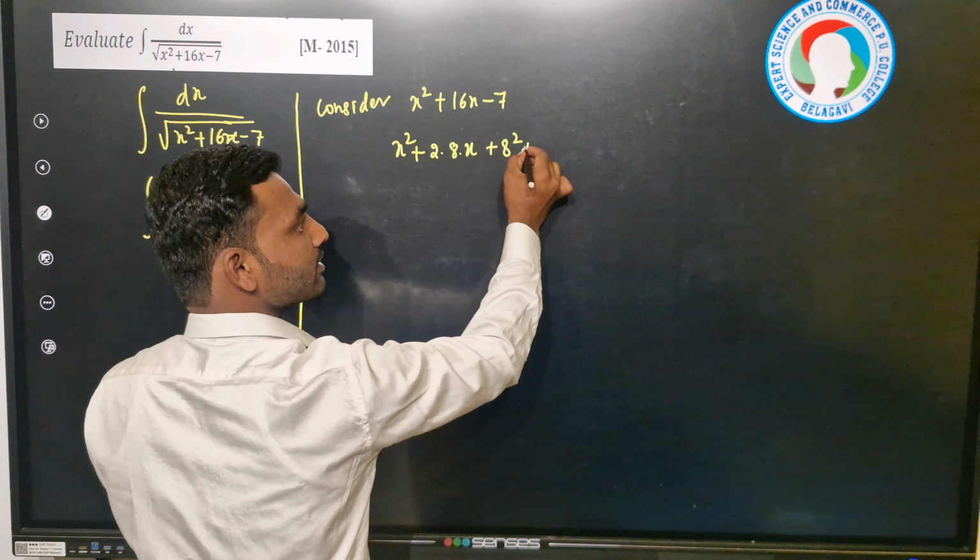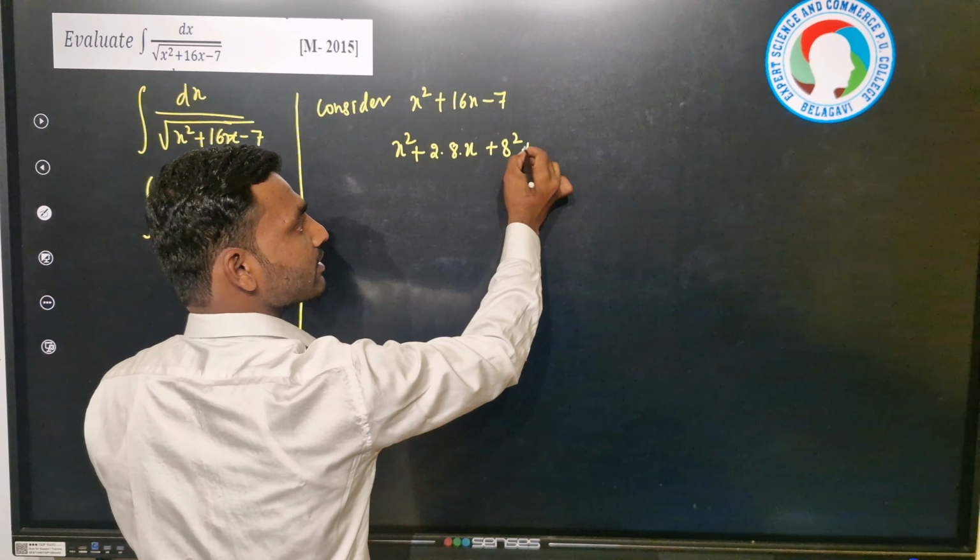Now what happened, see here, note: x square, b square, a square, b square, 2ab. So it is a form of a square, 2ab and b square. Then you can write it as a plus b whole square. Then the a value is x, the b value is 8, and this term is nothing but a plus b whole square, that is x plus 8 whole square. And here it is minus 64 and minus 7. So you are adding 8 square and you are removing minus 8 square. Minus 8 square will be minus 64.